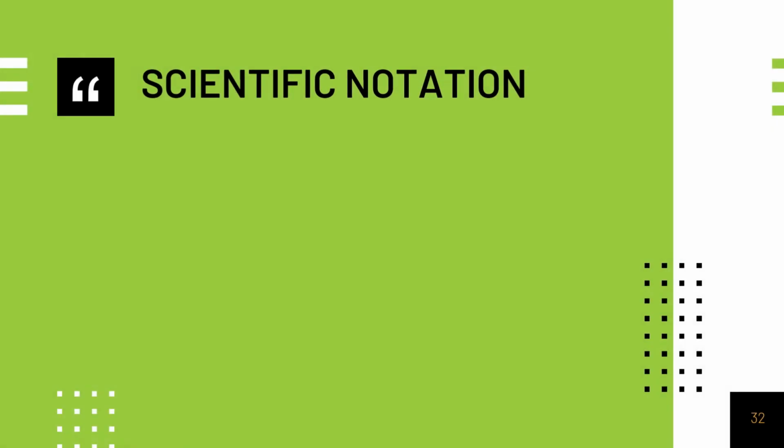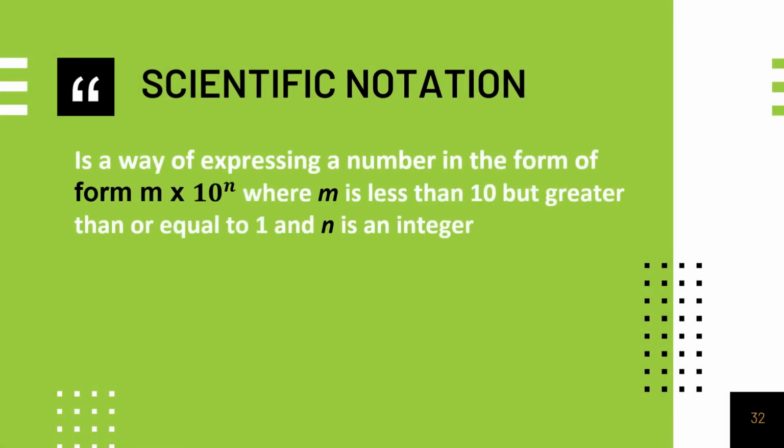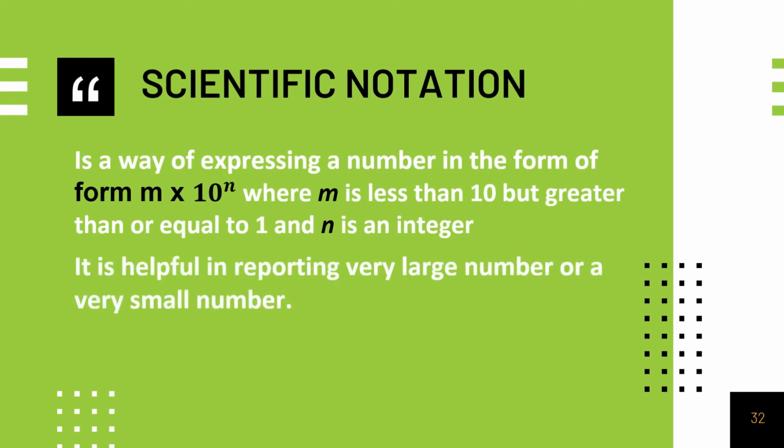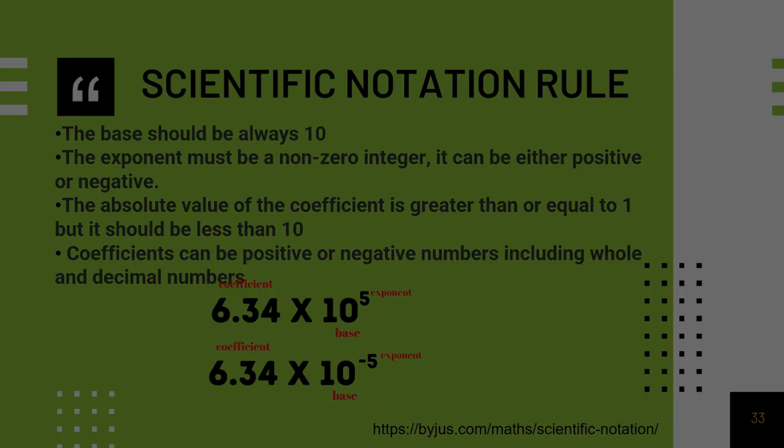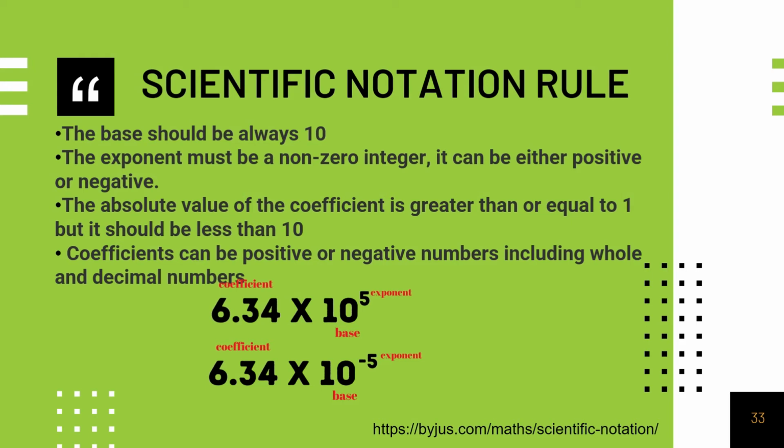Okay, next one we have the scientific notation. So scientific notation is a way of expressing a number in the form of m x 10 raised to n, where m is less than 10 but greater than or equal to 1, and n is an integer. So scientific notation is very helpful in order to shorten a very large number and a very small number. Okay, so para hindi tayo mahirapan na mag-add or mag-compute ng napakahabang numbers or values. So these are the rules for the scientific notation.